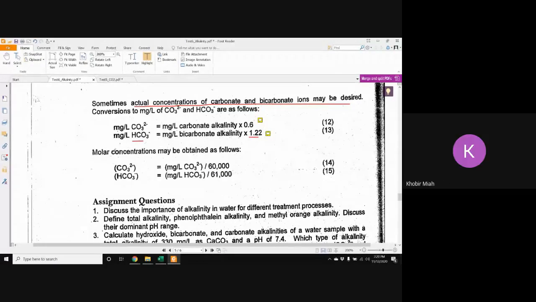Again, you can convert it to molar concentration also. In that case, this milligram per liter carbonate has to be divided by 60,000, and for bicarbonate, you divide this value by 61,000. That's it. Simple. Clear? Is it clear, guys?